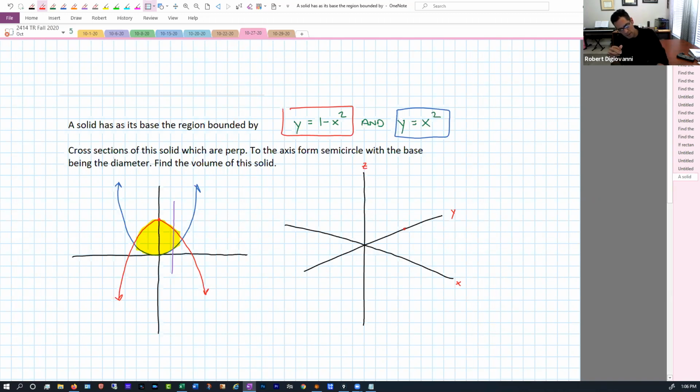If I plot a couple of points, that red curve hits the x-axis in a couple of spots. So I try and draw my parabola as best I possibly can. That's not bad, huh? Pretty good. And then I draw the blue one, and the blue one will do something like that.